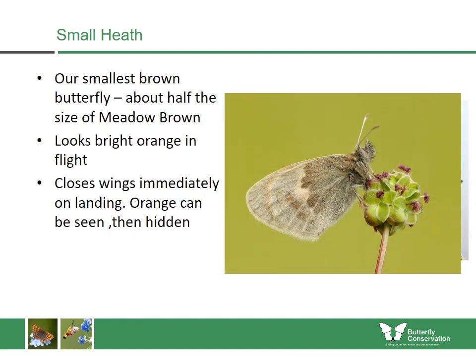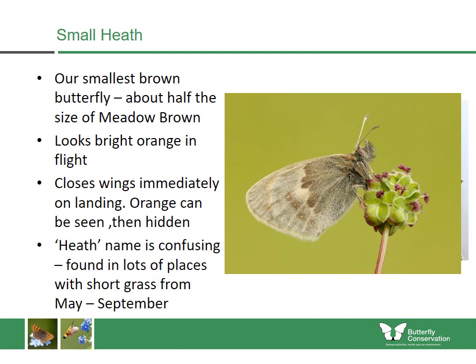This is because they close their wings immediately, and initially you can see the orange of one of the wings, but that is soon hidden and they look quite grey like this. The heath name is confusing though, because this butterfly can be found in lots of grassy places with short grass from May until September, so it's got a longer flight season than the other brown species we've dealt with so far.